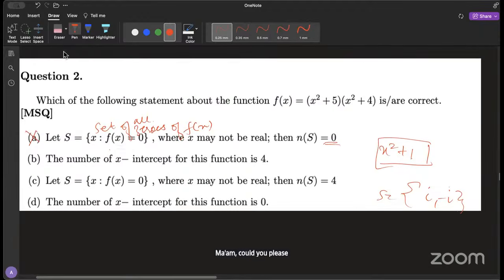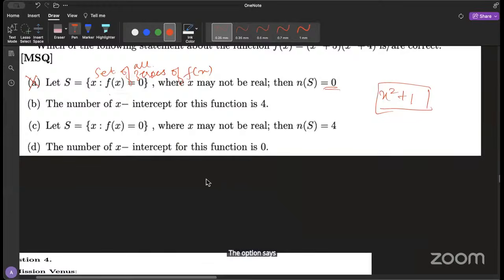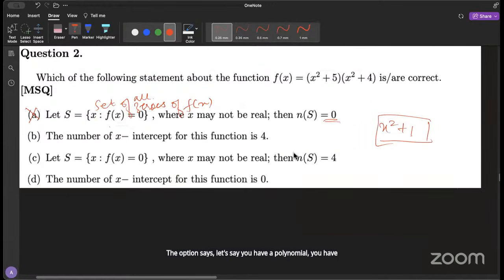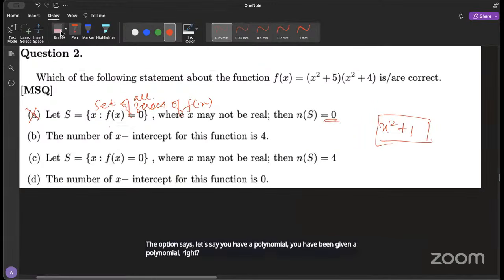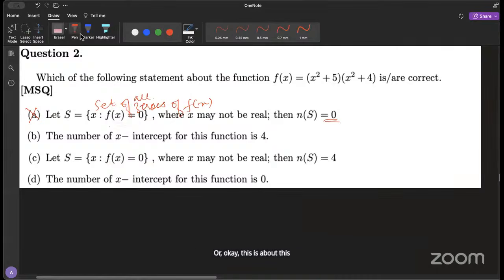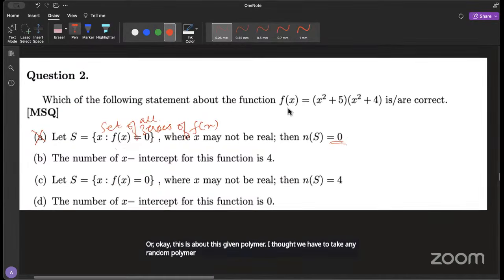Could you please explain it again? Okay. The option says, let's say you have a polynomial. You have been given a polynomial, right? I thought we have to take any random polynomial. Okay, this is about this given polynomial. If this is your polynomial, then what are the roots of this polynomial?